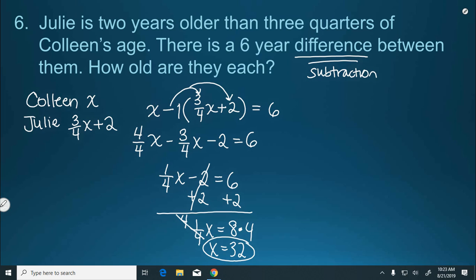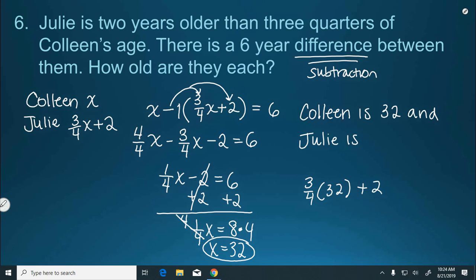So we found X, which is just Colleen's age. So we know that Colleen is 32, and Julie is, let's do the math, we plug in the 32: 3/4 of 32 plus 2 would be 32 divided by 4, which is 8, times 3, which is 24, plus 2 is 26. And I know I'm correct because if I do 32 minus 26, there is a 6-year difference.